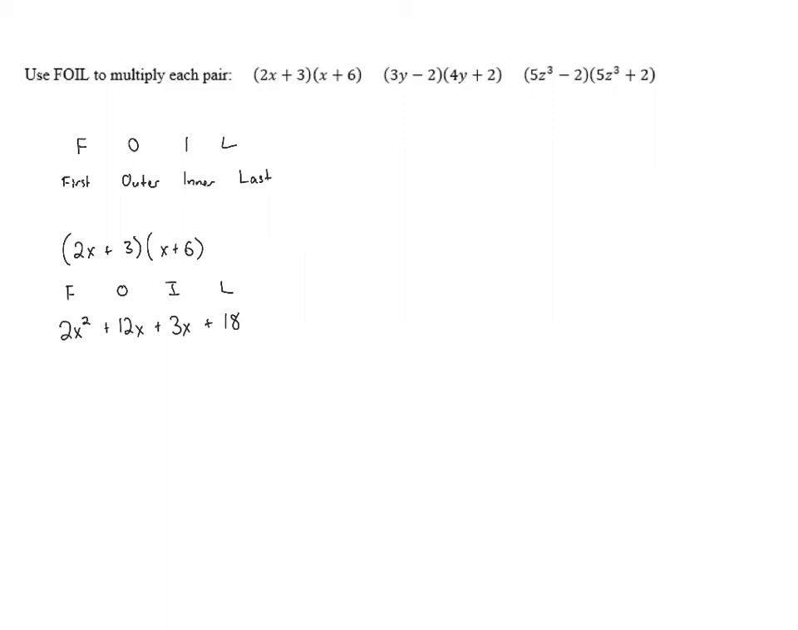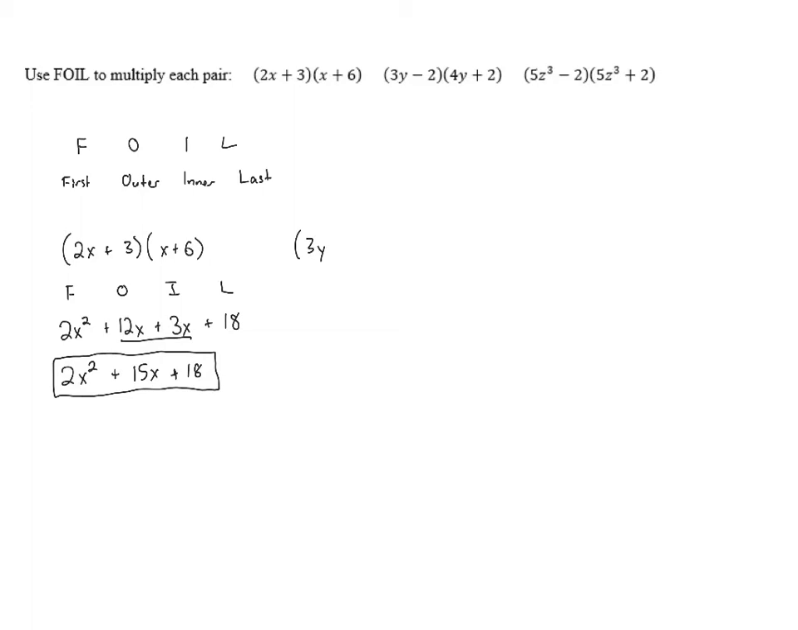Once we've done that, the last step is to combine any like terms if we have them. And here we do. 12x and 3x are like terms, so we've got to combine those. We keep the 2x squared out front, but then 12x plus 3x is 15x, and then we end in 18. So when we multiply those two binomials together, we end up with the trinomial 2x squared plus 15x plus 18. Let's see how this method works with the other two examples.